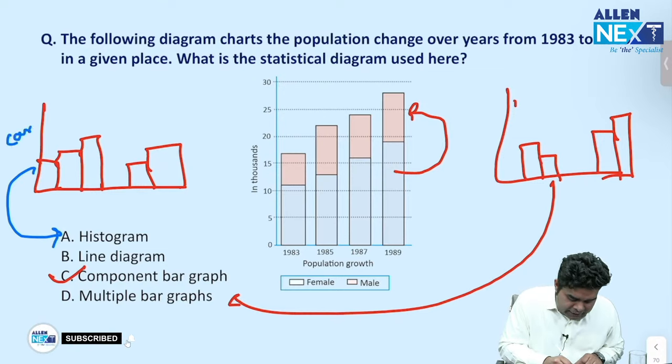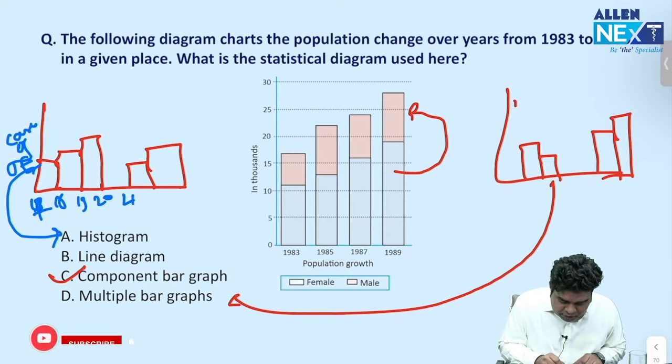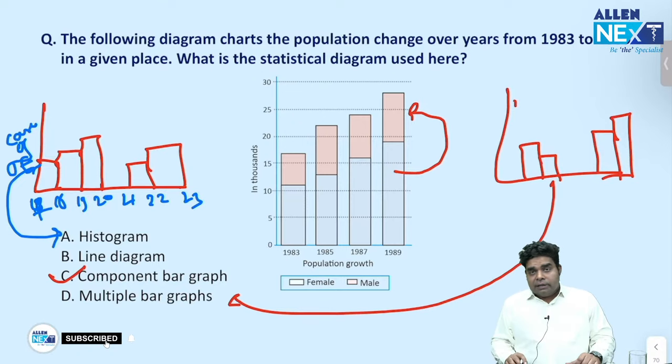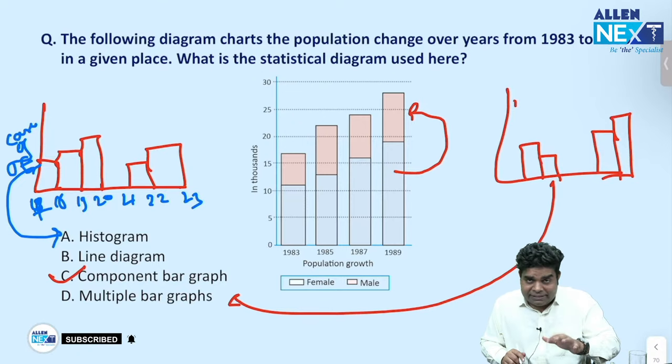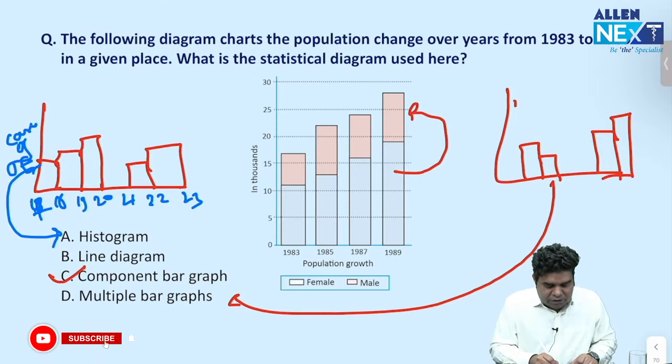Like suppose I am writing cases of JE with year 2016, 17, 18, 19, 20, and then COVID came. So no case occurred. Then 21, 22, 23. So the gap is indicating zero case. That's not a real gap. And that is why it is a histogram.